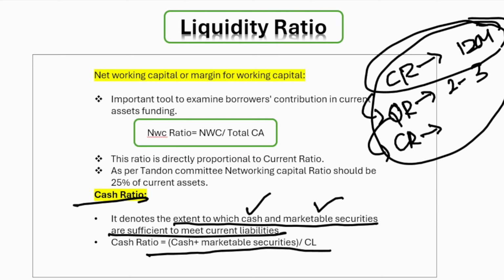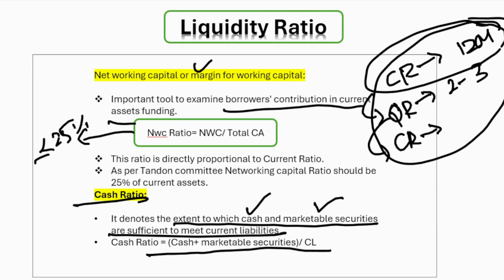And net working capital, or margin for working capital. What does it indicate? It indicates the borrower's contribution in current asset funding. Means margin for working capital is nothing but the borrower contribution. Margin money is nothing but borrower contribution. The formula is what? Net working capital by total current assets. And here one more important point in this ratio is, as per the Tandon committee, the RBI deputy governor, you all know, there is a committee on working capital assessment. As per the Tandon committee, the net working capital ratio should not be less than 25%.